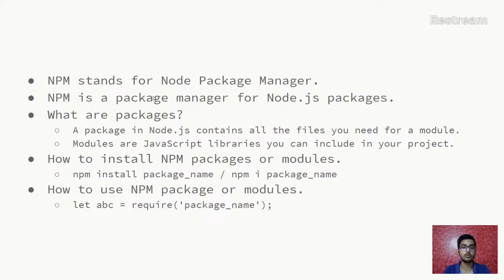Now let's see how to install a Node.js package, npm package or module. For that you have to write npm install package name, or you can write npm i package name in the command line. Now let's see how to use npm packages or modules. For that you have to create a variable, and then simply write require, and in single quotes or double quotes you write your package name.